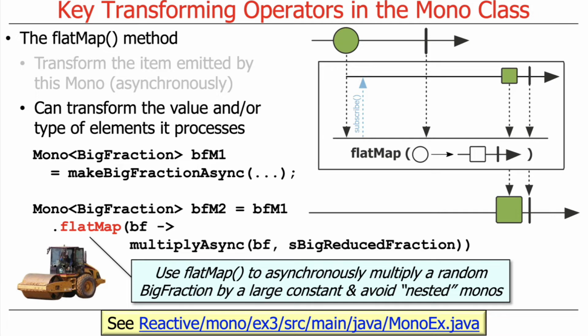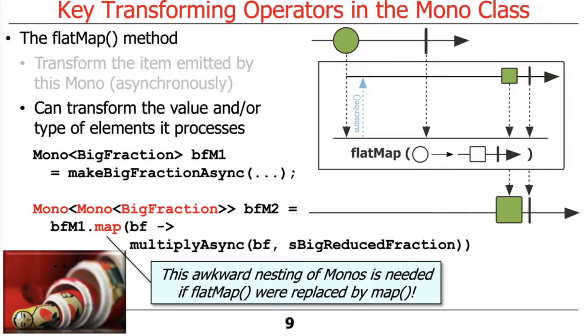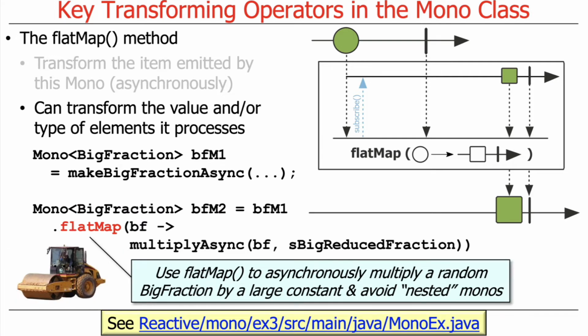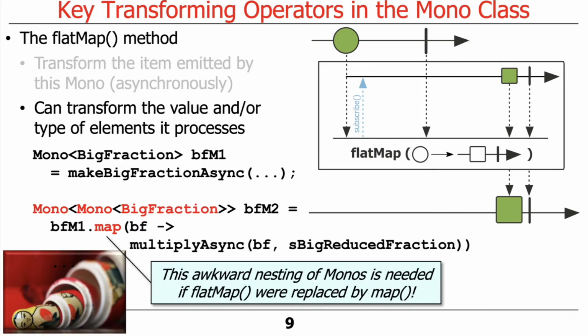Now, as you might expect, if you remember what flatMap did in the context of Java streams, and it also did it in the context of Java optionals, it denests things. You don't end up with nesting. And a way to see that here very vividly is to take a look at what would happen if we used map instead of flatMap. So if we use flatMap, we have no nesting. If we use map, we're going to have a mono of a mono of a big fraction. And that leads to a much more awkward result. So that's the problem we're going to have if we do that. So flatMap denests stuff.